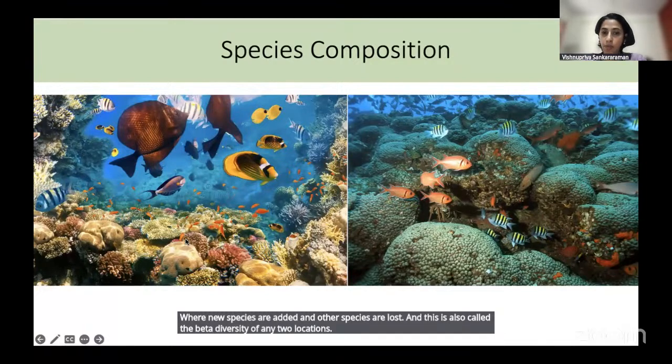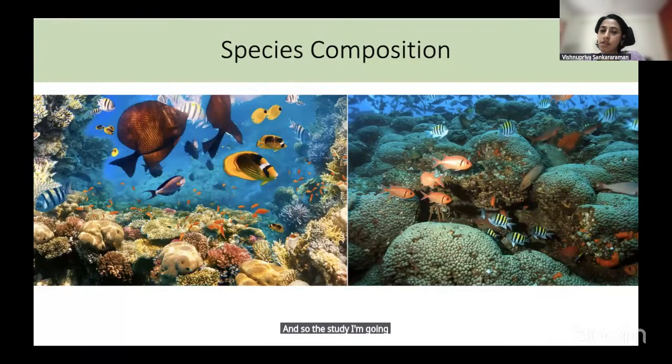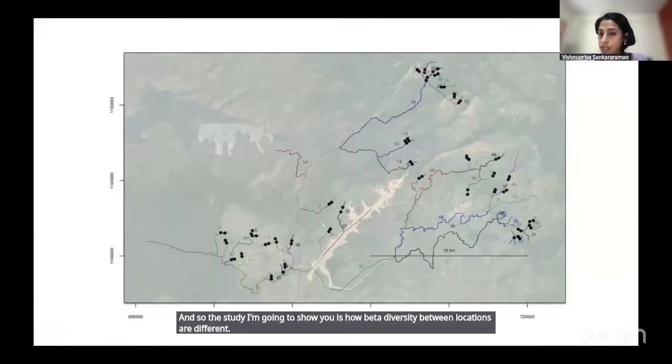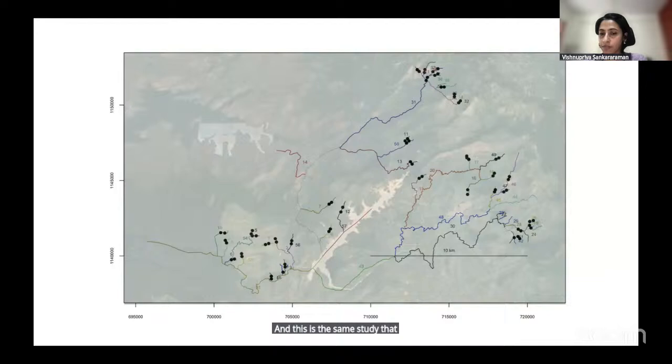And so the study I'm going to show you is how beta diversity between locations are different. And this is the same study that I showed you earlier in Valparaiso Plateau, looking at streams in tea, coffee, and forests.